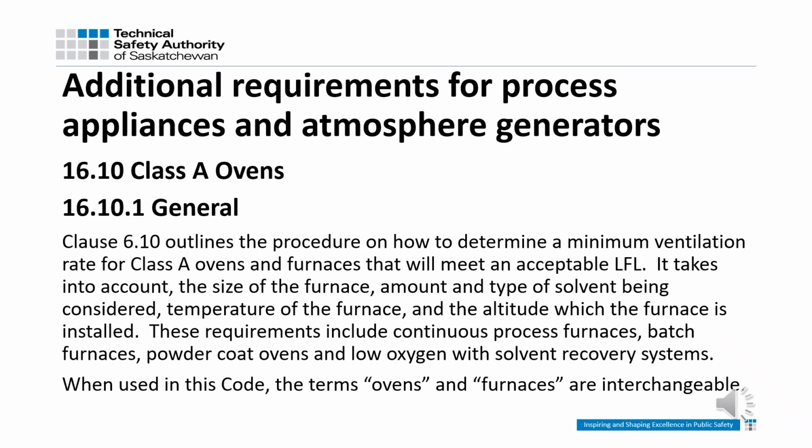16.10, Class A ovens. 16.10.1, General. 16.10 lays out the procedure for determining the minimum ventilation rate for a Class A oven or furnace, looking at many criteria. Also, the terms ovens and furnaces are interchangeable when used in this code.